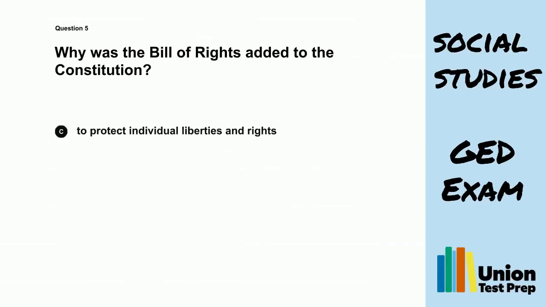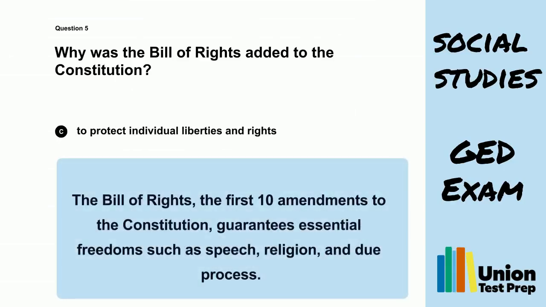The correct answer is C. To protect individual liberties and rights. The Bill of Rights, the first 10 amendments to the Constitution, guarantees essential freedoms such as speech, religion, and due process.